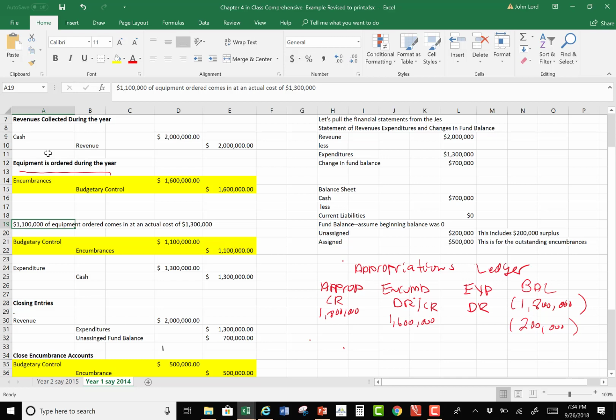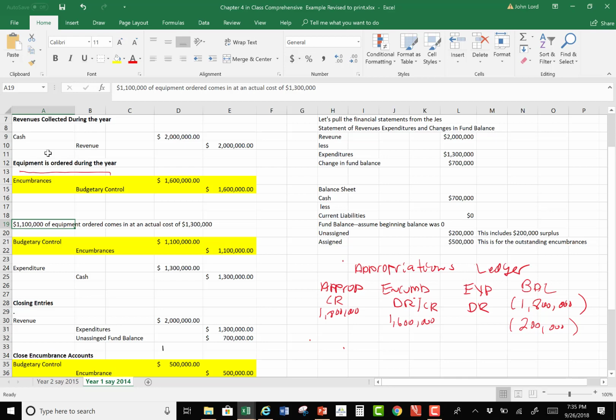I set this up for 1,600,000, but not all of it has come in. Amounts for which I had encumbered 1,100,000 have come in at an actual cost of 1,300,000. So I reverse it for the original amount, don't I? Even though it came in different, I reverse it for the original amount. So I'm going to debit budgetary control. I'm going to credit encumbrances.